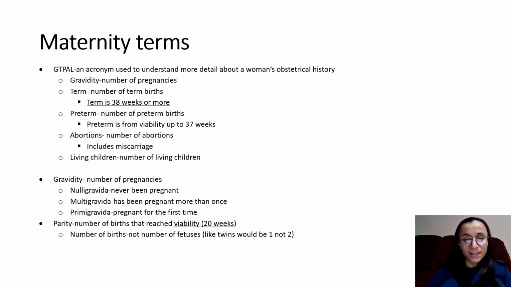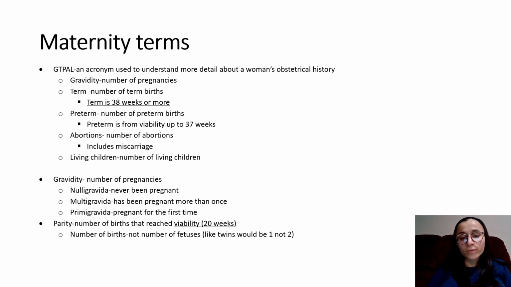Then you go on to T. T is term, the number of term births. Term is considered 38 weeks or more. So just remember that, 38 weeks or more. If the baby was carried for 38 weeks or more, then you would put a number after the T.